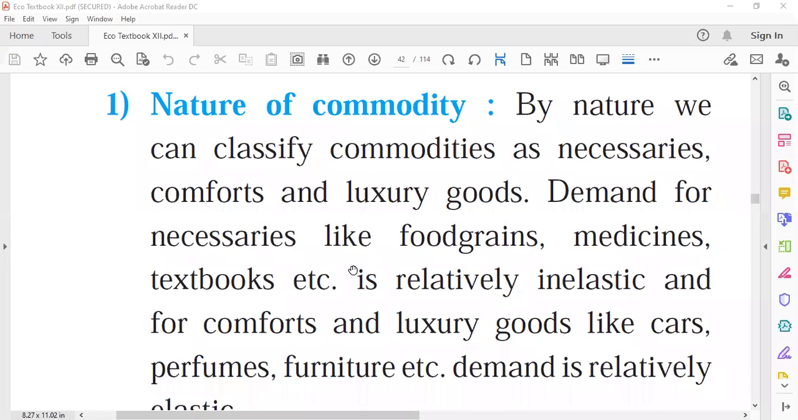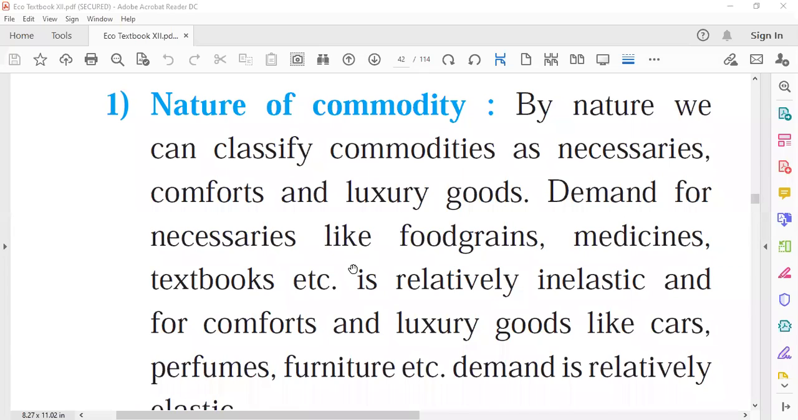Further, it depends on whether the goods are necessities or luxurious goods. In case of necessity goods, we cannot postpone the consumption. Let us take the example of medicines.